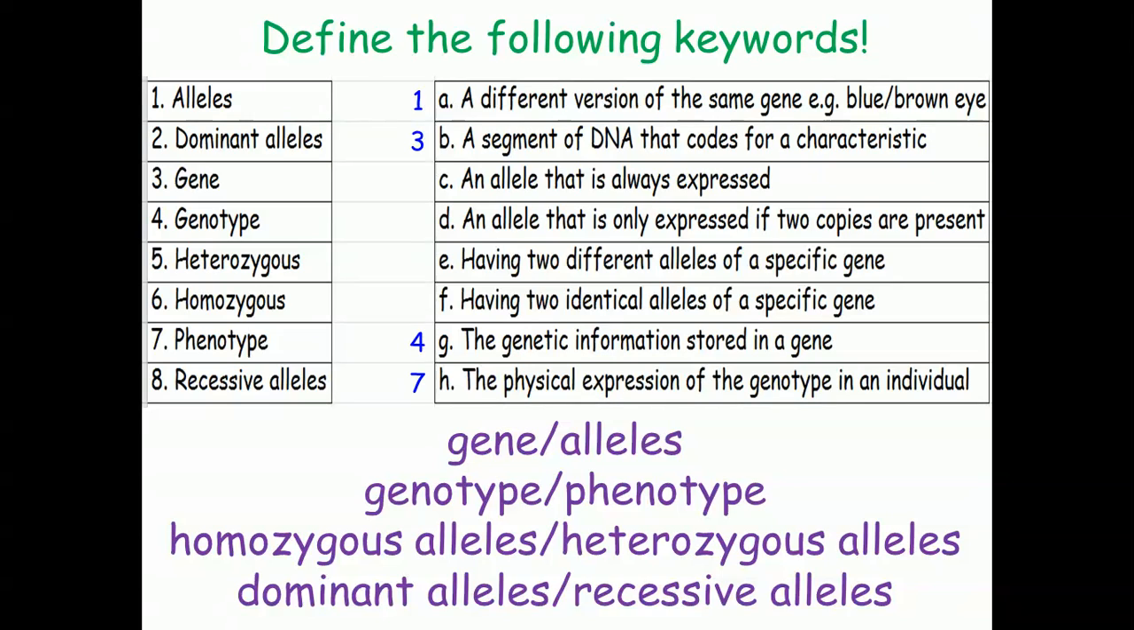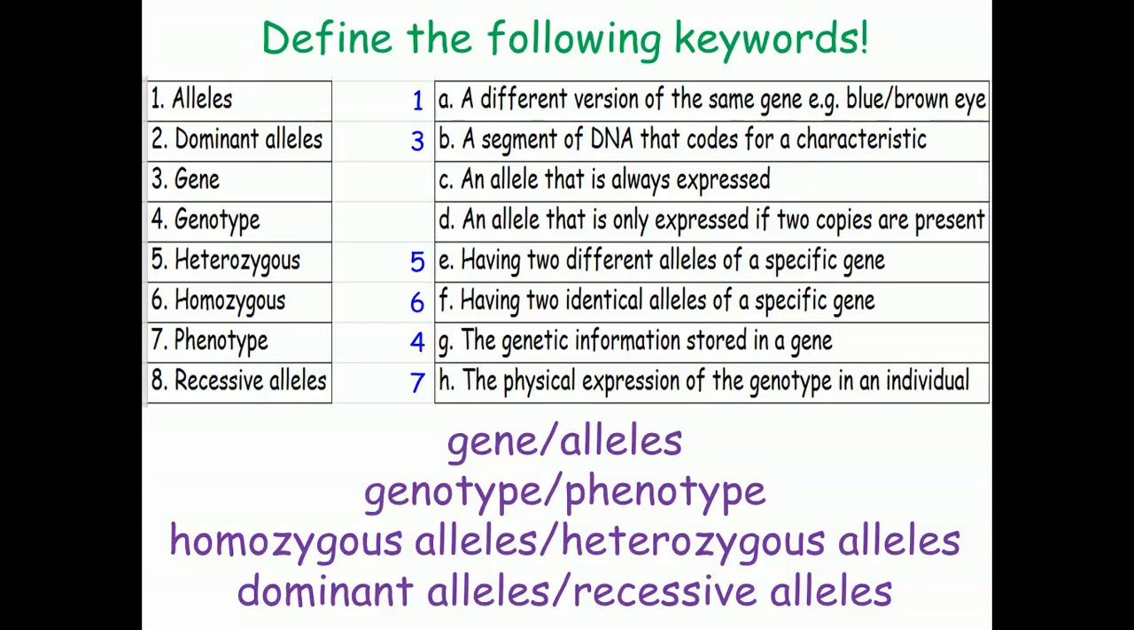And then the phenotype is what is actually physically expressed using that information from the genotype. For instance, the eye color. Homozygous is when you have two alleles that are the same. So in the example earlier, if you were to inherit a brown eye allele from one parent and a brown eye allele from another parent, both of the alleles are the same. So that means that that allele is homozygous.